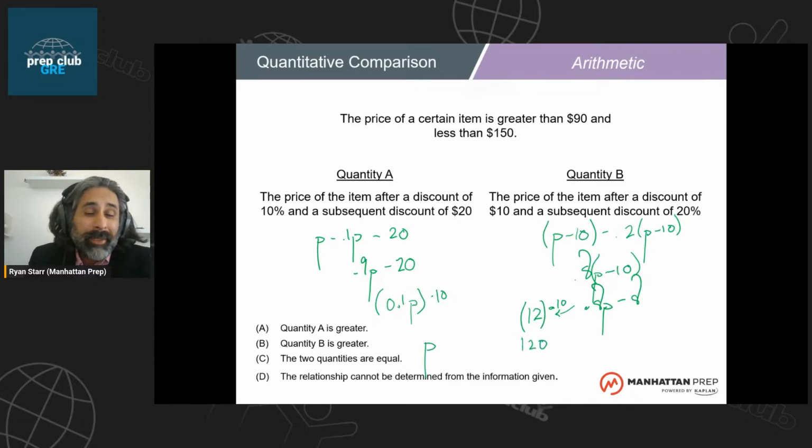And now we don't have to pick numbers anymore. We know that p is greater than 90 and less than 150. Its relationship to 120 then? Uncertain. And D is your answer. But look back on it after you do the problem that way. I'm looking back on it now. Would it have been faster to just pick numbers from the beginning? Could you have just done $90 or $100, which is on the 90 side real quick, and then switched it over to like 140, 150-ish dollars?